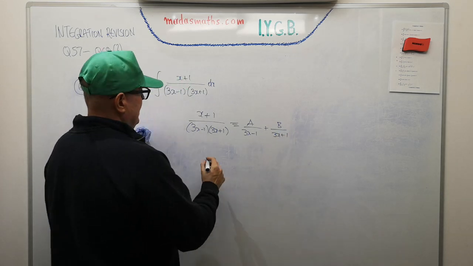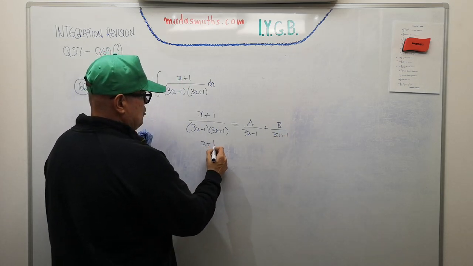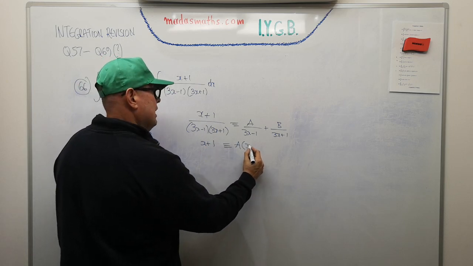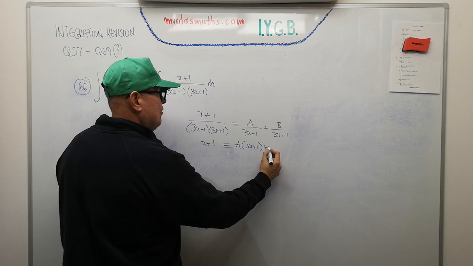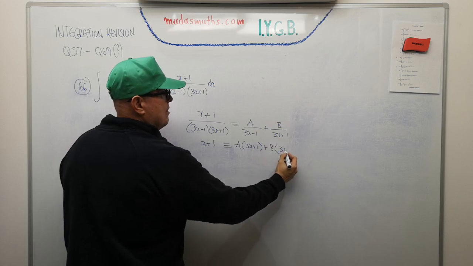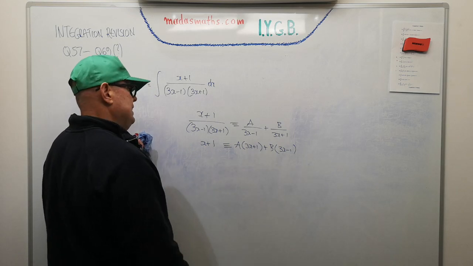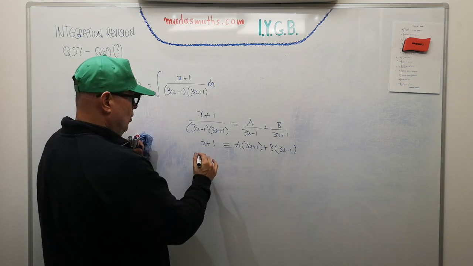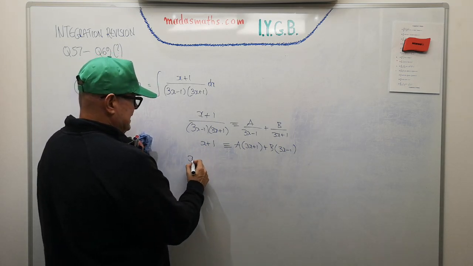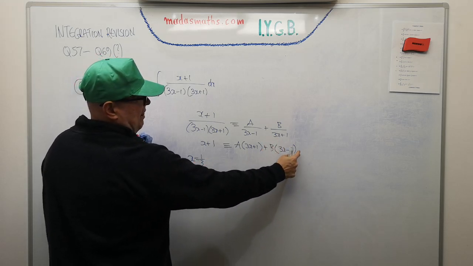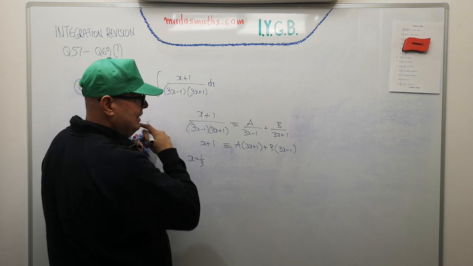Okay, what happens there? Equate tops. x plus 1 is identical to A(3x plus 1) plus B(3x minus 1). All right, I'm looking at this line. It's an identity. We can substitute in there anything we want. I'm going to put x is equal to positive a third, so I'm eliminating this item by putting a third in there.